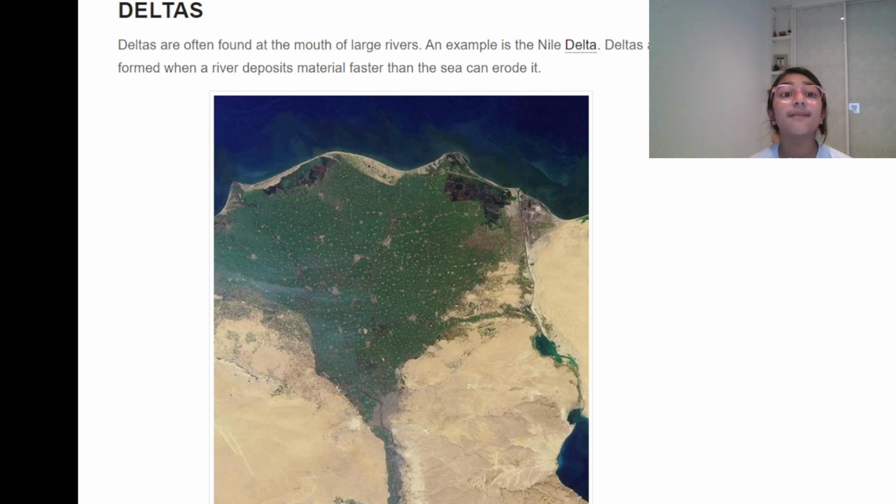Deltas are often found at the mouth of large rivers. An example is the Nile delta. Deltas are formed when a river deposits material faster than the sea can erode it. So there will be little bits of material because the sea hasn't taken it in and eroded it yet.